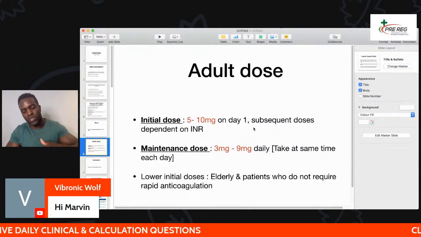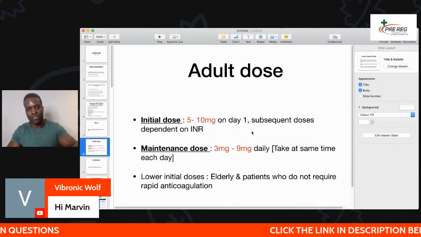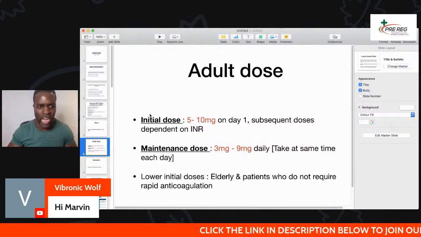And then your lower initial dose, as I mentioned, for elderly patients, you give them a lower dose, or anyone who doesn't require any sort of rapid anticoagulation.